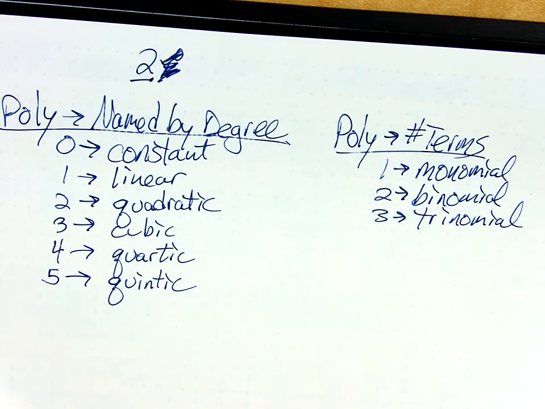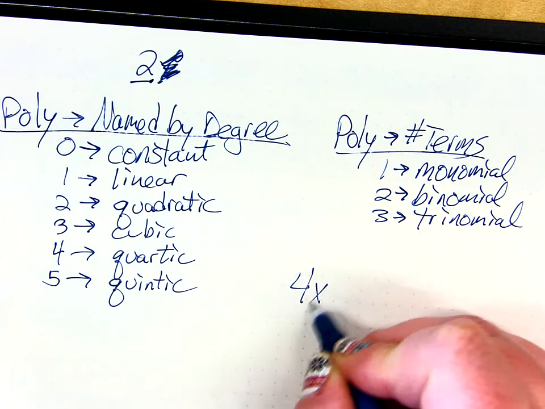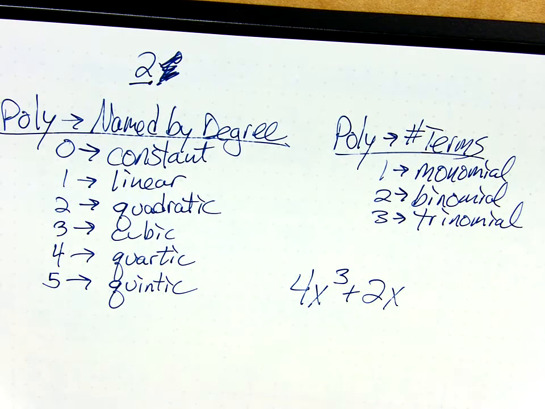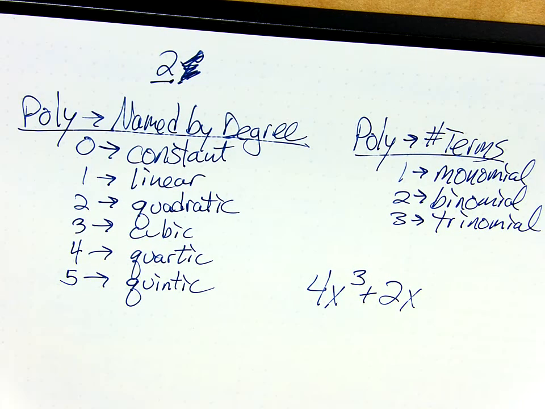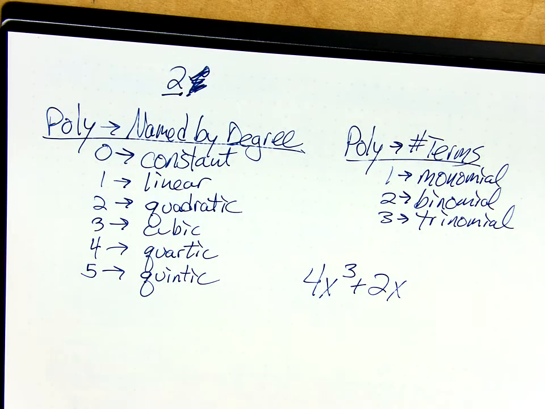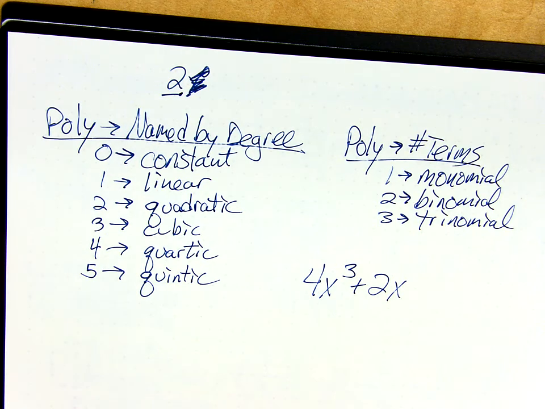Okay? So then we might put this together. I might say, okay, what is this thing? You should be able to name it by degree and by number of terms. Correct. This would be a cubic binomial. Make sure that before you name it, that this is fully simplified. Like if there's math for me to do here, I should do it first, and then I would classify.